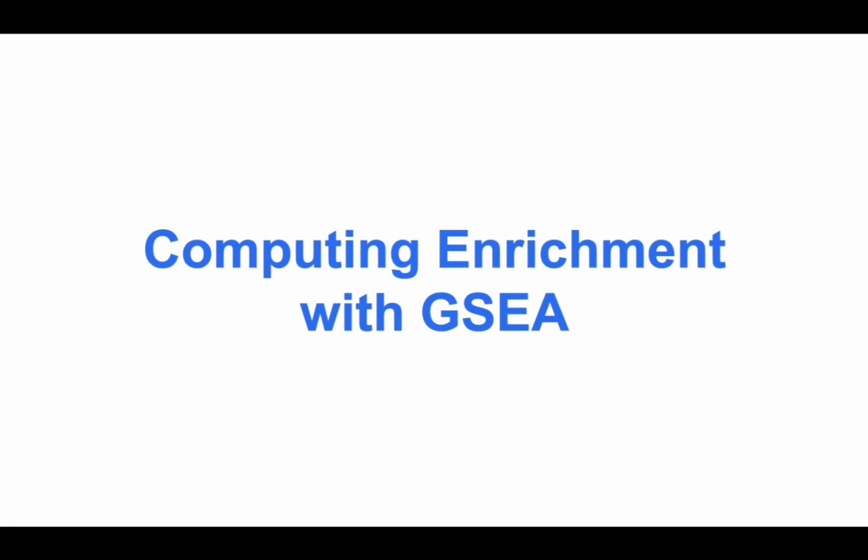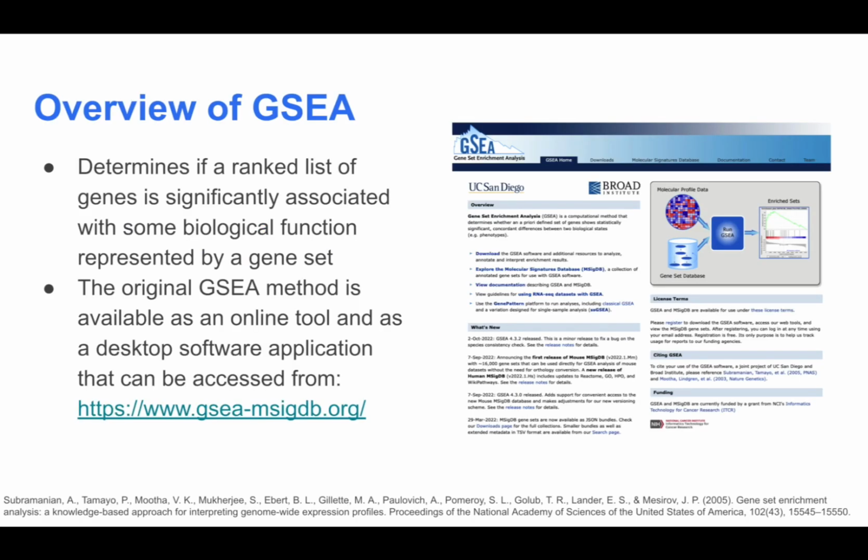But with that, I'll go ahead and move into the first method that I'm going to talk about today, which is the popular method gene set enrichment analysis, or GSEA. So GSEA is originally an online tool and also a desktop software application that you can access from this link on the page. But very generally, it determines if a ranked list of genes is significantly associated with some biological function represented by a gene set. So you'll notice that GSEA does require a ranked or ordered list of genes, or a ranked gene signature, as the input.